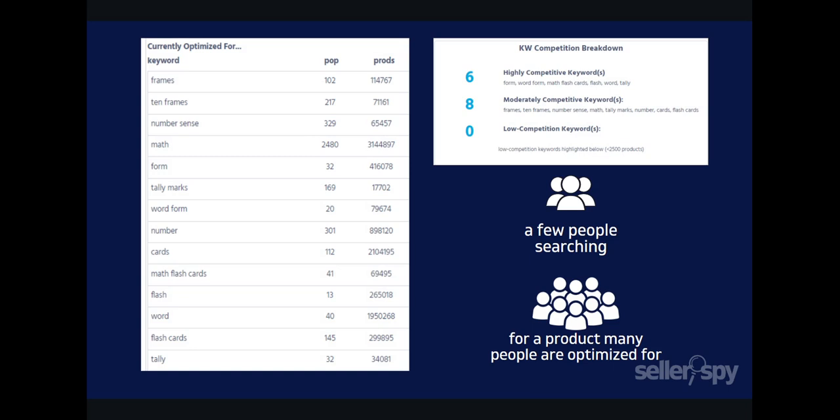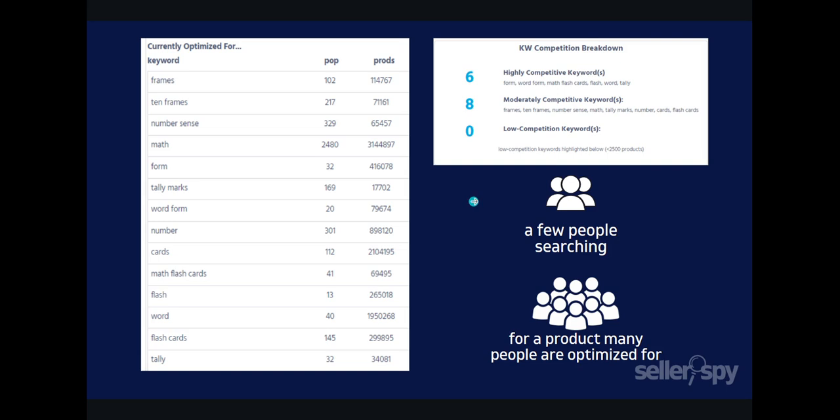I threw this into SellerSpy's title analyzer, and yes, she was optimized for a bunch of keywords, but all of them were very, very high competition. The lowest one, tally was 3,400, I think. Oh no, tally marks was 17,000. That was the lowest competition keyword. And still, it was 17,000 products she was going up against.